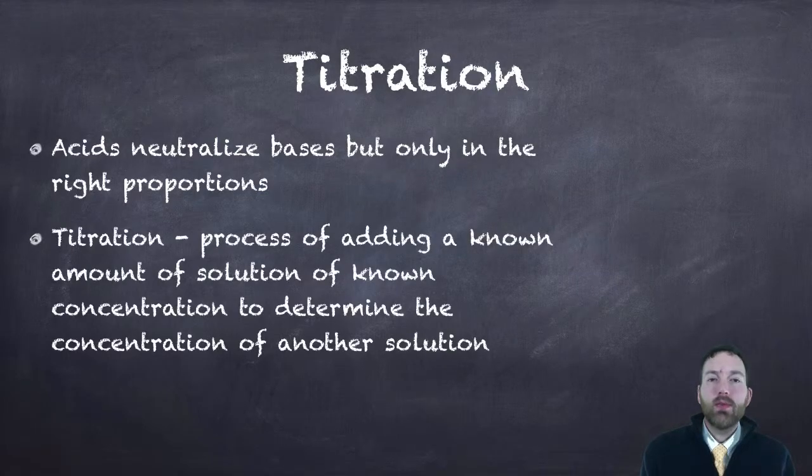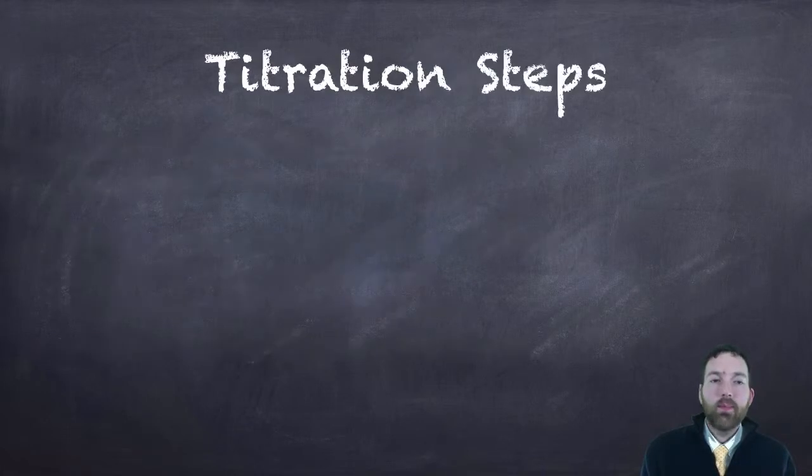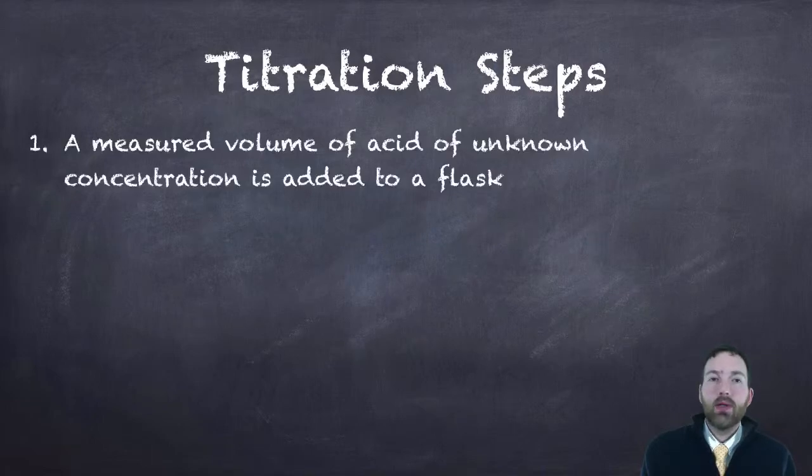Titration is a process of adding a known amount of solution of known concentration to determine the concentration of another solution. We do this by achieving neutralization in the lab. These are the steps that we follow, and you're going to do this in lab. You're going to actually titrate acids and bases together, and this is how we're going to do it.